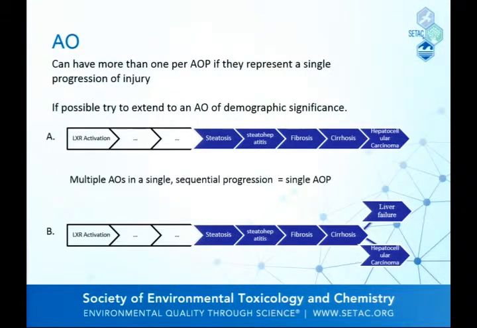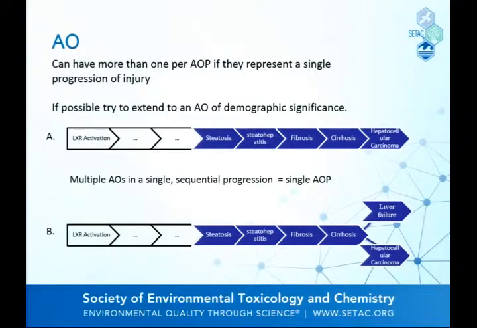The next question then is how many adverse outcomes as you're building the pathway? And the answer to that really is you could have many adverse outcomes, but it's important that these outcomes actually represent a single progression of injury, as Dan points out here. What that means is, if you're progressing from steatosis to fibrosis to cirrhosis, that's great. They can all be listed in there. But you also don't want to overwhelm the system with adverse outcomes that are not going to be terribly relevant to assessors. So it's important, as you're designating those, to include adverse outcomes that actually bear some regulatory significance, right?